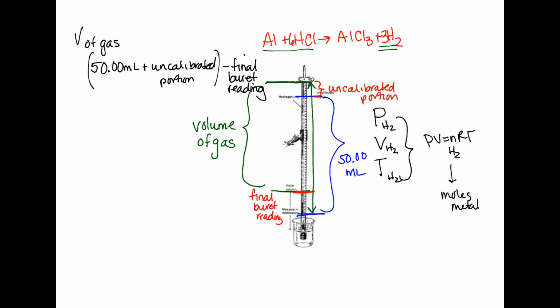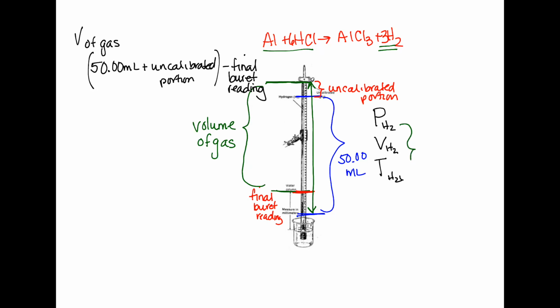So now we have the information we need to find the pressure of the gas. Now we can find the volume of the gas. The last one is to find the temperature. This one's the easiest one. We're just going to use a thermometer and we're going to take the room temperature reading.